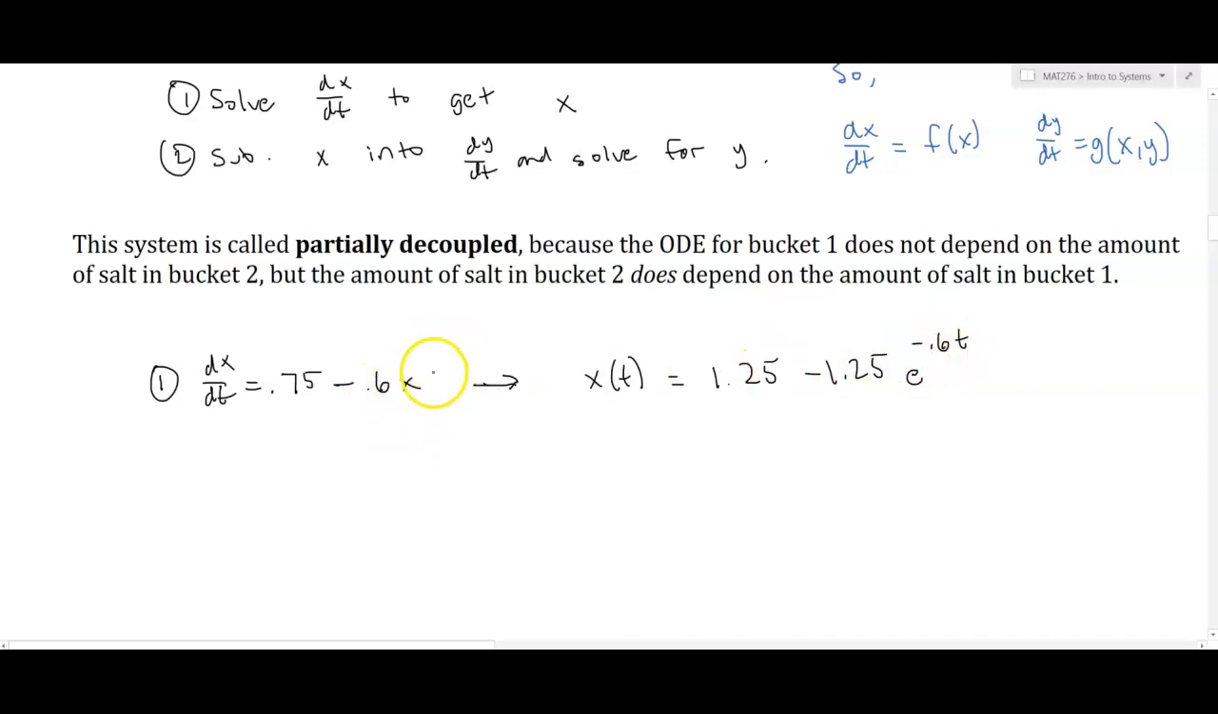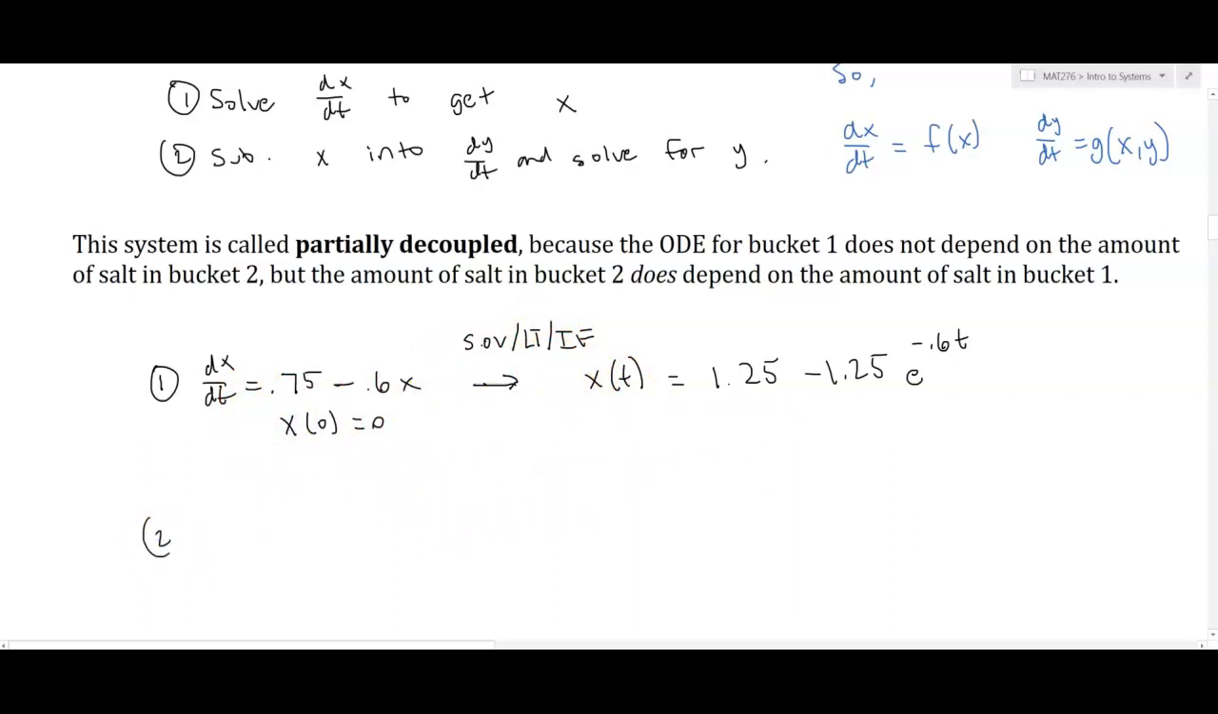And for this equation, we also have our initial condition, x of 0 equals 0, because we're told that the first bucket just has clean water initially. There's no salt in it yet. So you could do separation of variables on this. You could do Laplace transforms. You could do integrating factors where your a of t is negative 0.6 and your b of t is 0.75. But any of these methods would work to solve this.